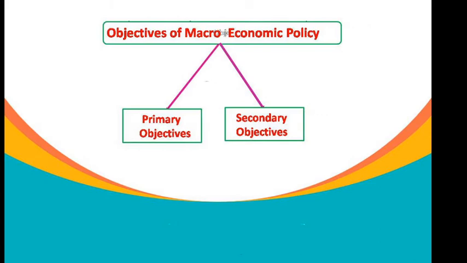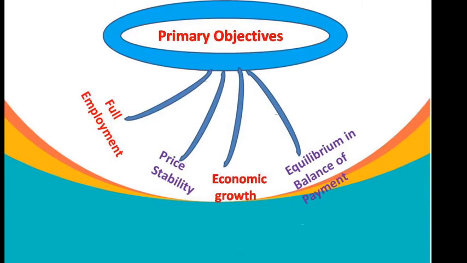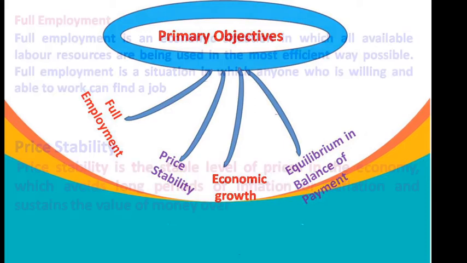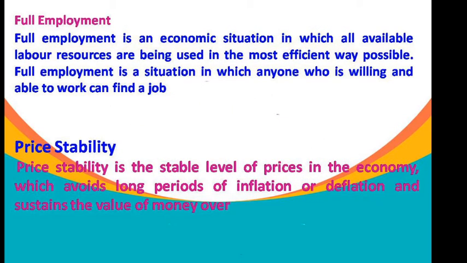Okay, let us move on to the objectives of macroeconomic policy. We are grouping the objectives of macroeconomic policy under two heads, that is primary objectives and secondary objectives. Primary objectives include full employment, price stability, economic growth, and equilibrium in the balance of payments. Let us discuss one by one.